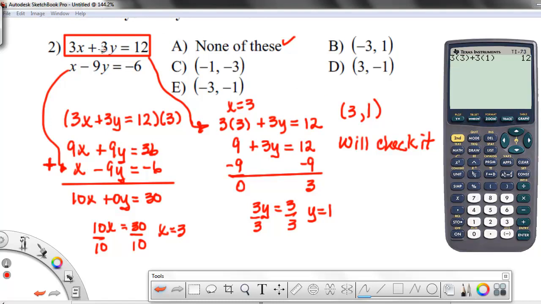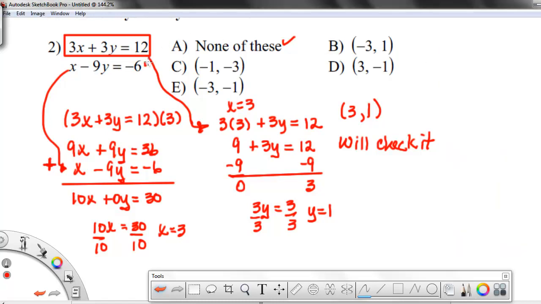Now we'll go ahead and check it against the second equation. I'll put 3 in for that x minus 9 times, oh, that needs to be a 1. Let me go back and change it. 1, it should be equal to negative 6. It checks out for both the second and first equation, so that's the right answer for that one. So you can have that as a possibility.